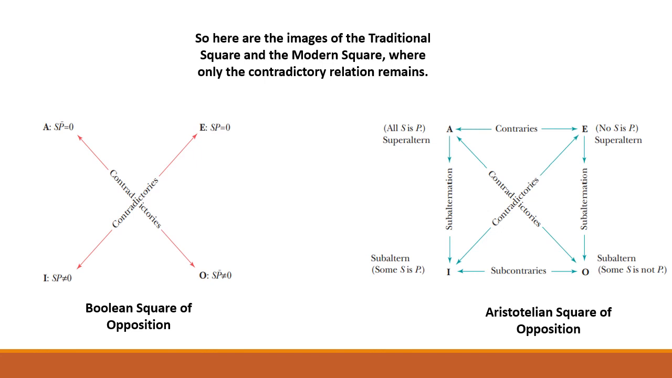But in the modern square or the Boolean square of opposition, you will see that the only relation which is visible here is that of contradictories. And which are the contradictory propositions? AO and EI. Now, A is represented as S P-bar equals 0. E is represented as S P equals 0. I is represented as S P not equal to 0, and O is represented as S P-bar not equal to 0. This is exactly what we are going to learn in the next video so that you can draw Venn diagrams to represent and infer the validity of arguments.